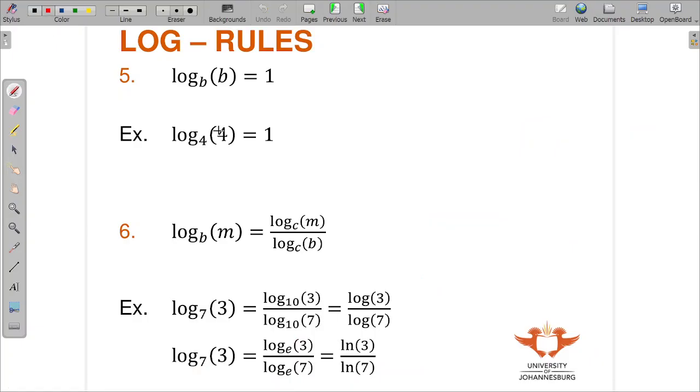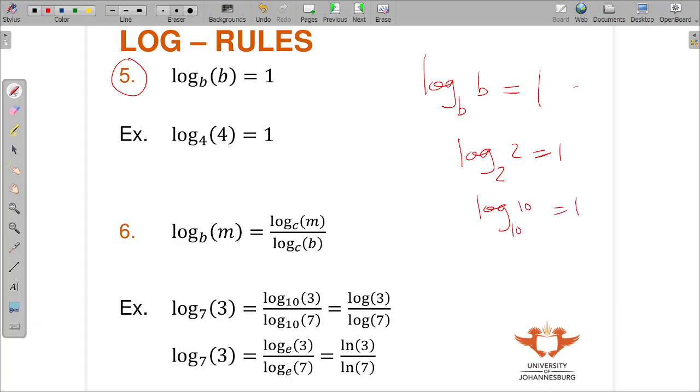Now rule number 5 is log of b to base b. Whenever the log and the base are the same, we get 1. So log 2 to base 2 gives us 1, log 10 to base 10 gives us 1, and log 5 to base 5 gives us 1. Whenever the log and the base are the same number, we get 1. Please take note of that.